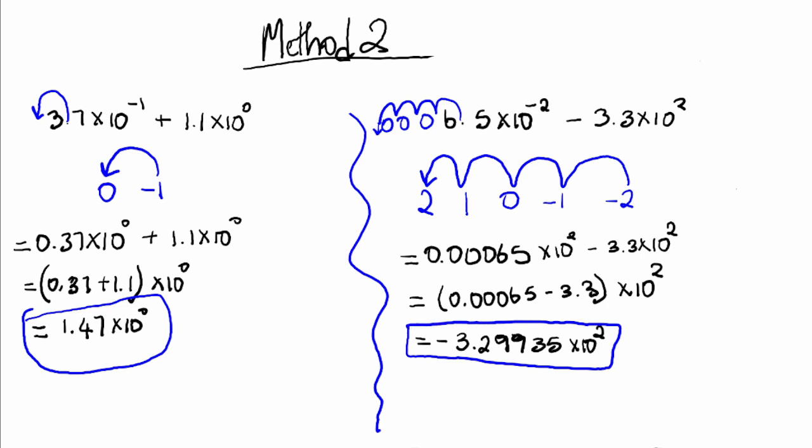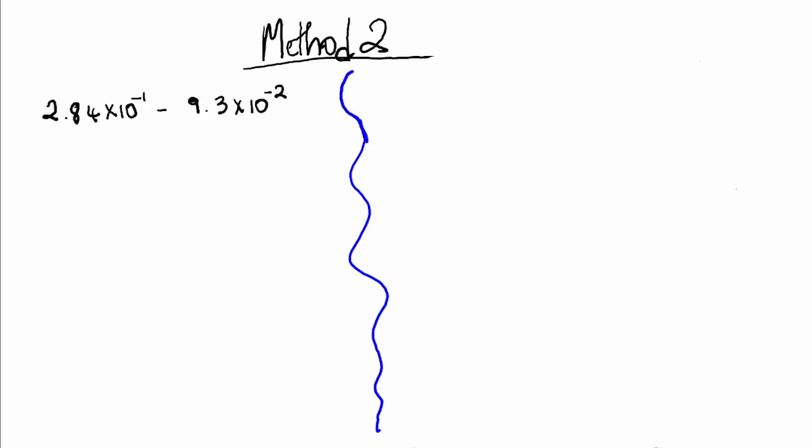Let's look at two more like this. In this example, we have 2.84 times 10 to the minus 1 minus 9.3 times 10 to the minus 2. Obviously, 9.3 times 10 to the minus 2 has a lower power of 10. As such, it will be changed from times 10 to the minus 2 to times 10 to the minus 1. So we're moving from negative 2 to negative 1. We'll move our decimal point one place to the left.